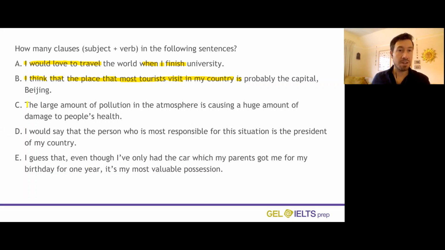For C, we've got the large amount of pollution in the atmosphere. All of that is the subject. And then is causing is the verb. So there's just one subject, one verb. So that's 1 clause.